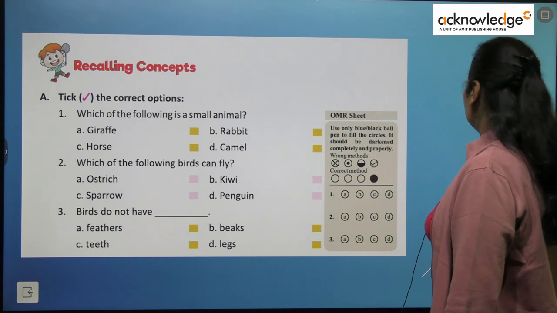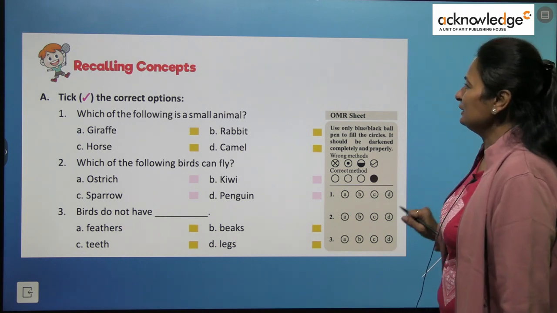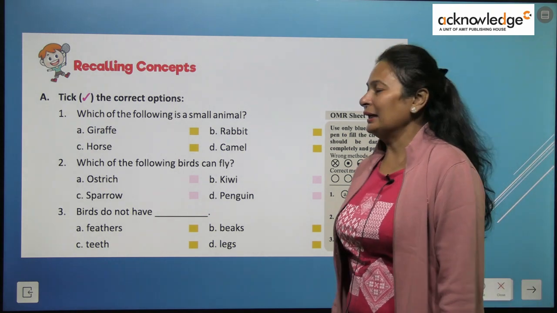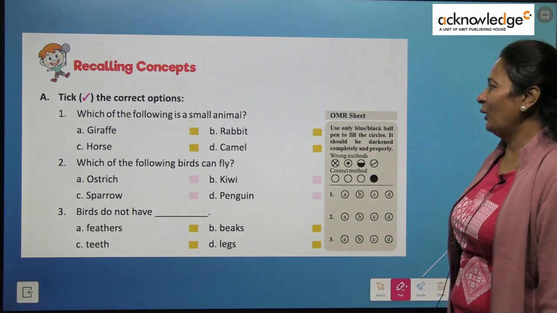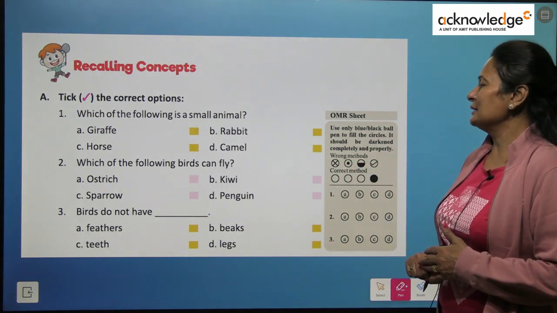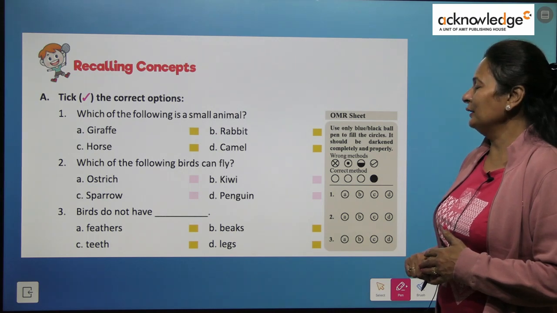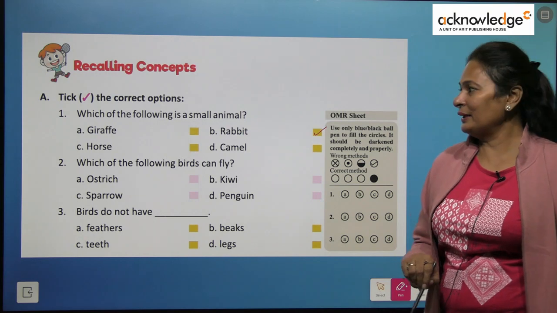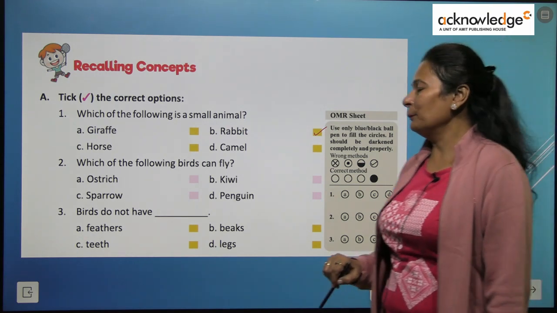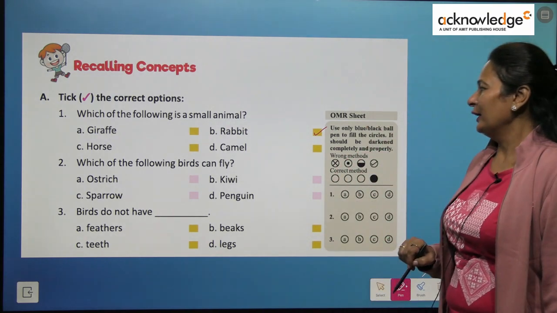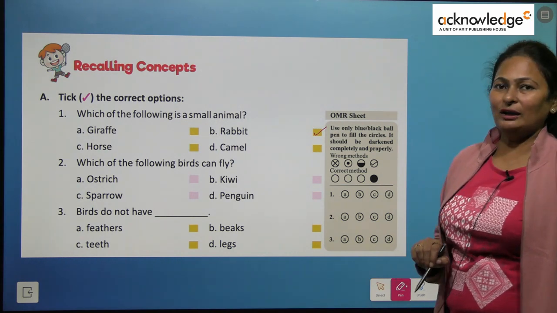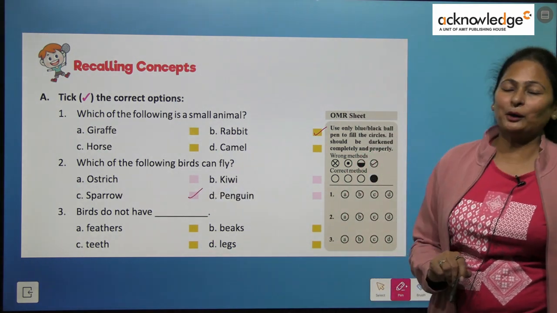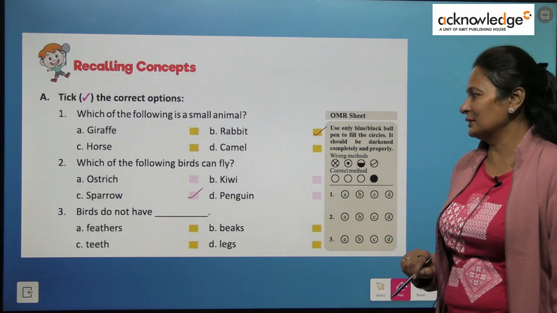Good. So let's do the exercises together, kids. First is, take the correct option. Which of the following is a small animal? Horse, rabbit, giraffe or camel? Which is the small animal? That is rabbit. Which of the following birds can fly? Ostrich, sparrow, kiwi and penguin. Obviously sparrow, because ostrich, kiwi and penguin are flightless birds.